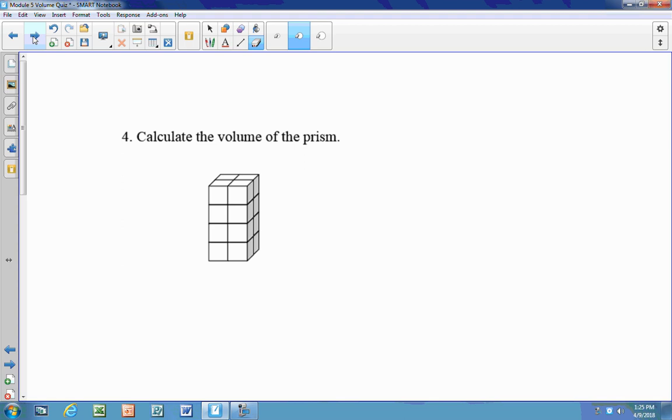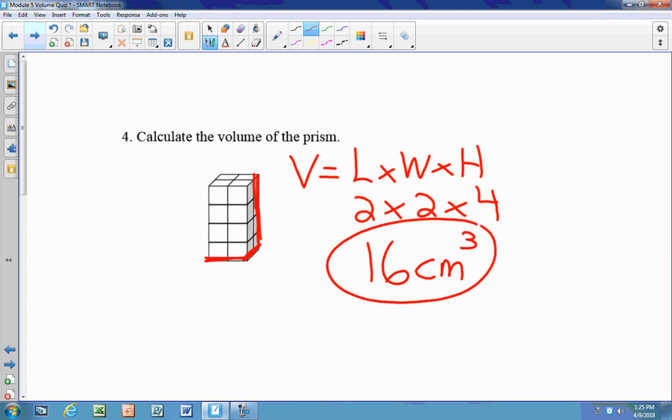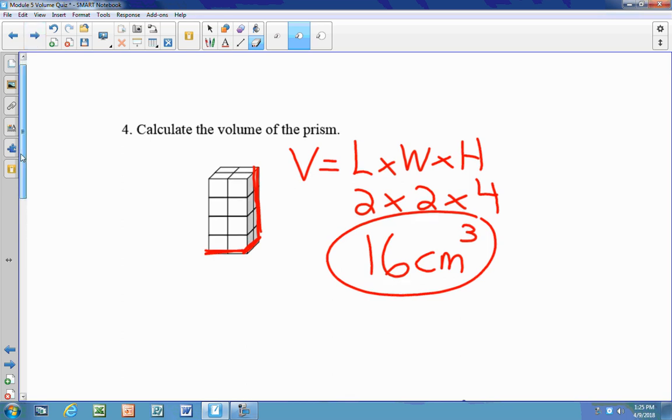Next question. Once again, we're calculating the volume, so we always write volume equals length times width times height. Our length going across is 2. Our width going back is 2. And our height up and down right here is 4. And when we do that, we end up with 16 centimeters cubed. Always making sure that we are cubing our work. Next question.